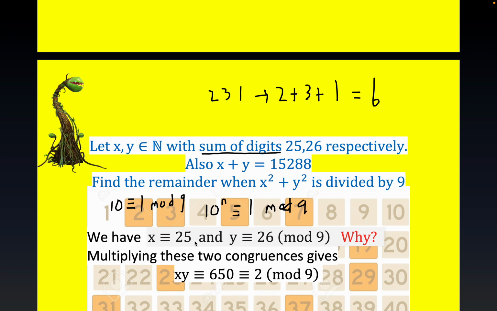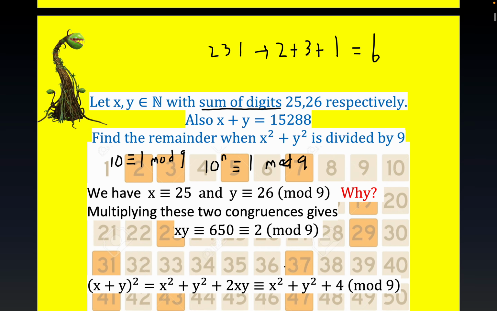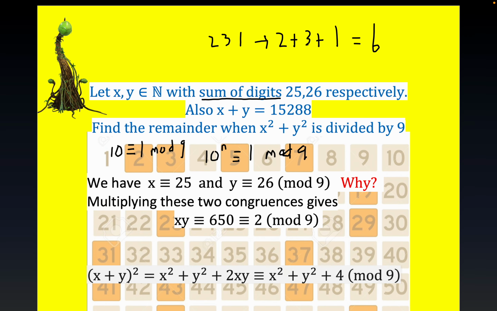Now, you can also multiply congruences together. When you multiply 26 and 25, you get 650. I didn't show the work here, but if you divide 9 into 650, you get a remainder of 2. Congruence arithmetic, or modular arithmetic, is sometimes called remainder arithmetic. So we know that xy is congruent to 2 mod 9. Why would we be interested in that? Well, when we expand out (x plus y) squared, we get an xy right in here, and we are interested in the remainder when you divide 9 into x squared plus y squared. So automatically we know that this part, 2xy, is just 4 in mod 9.